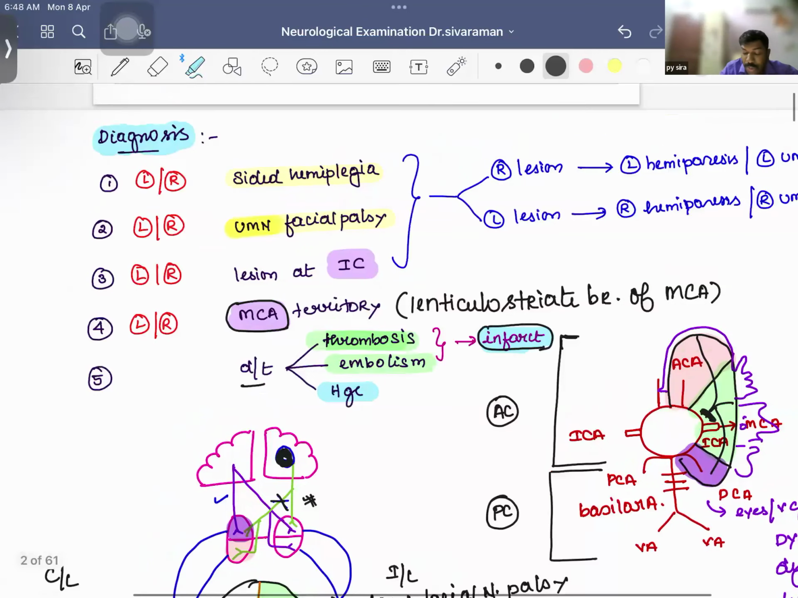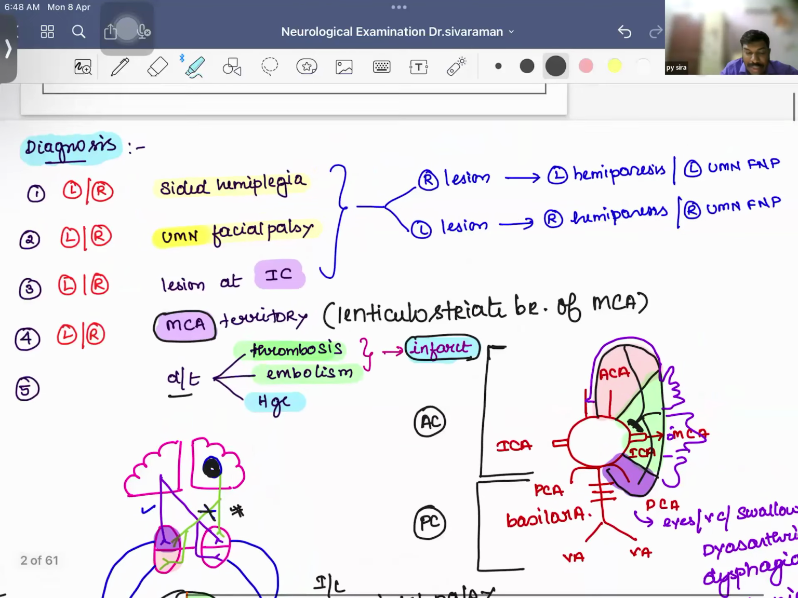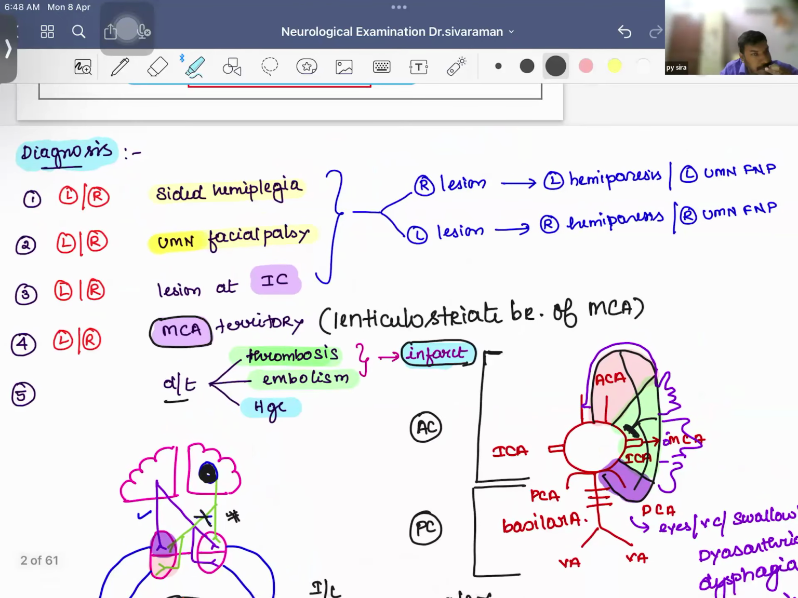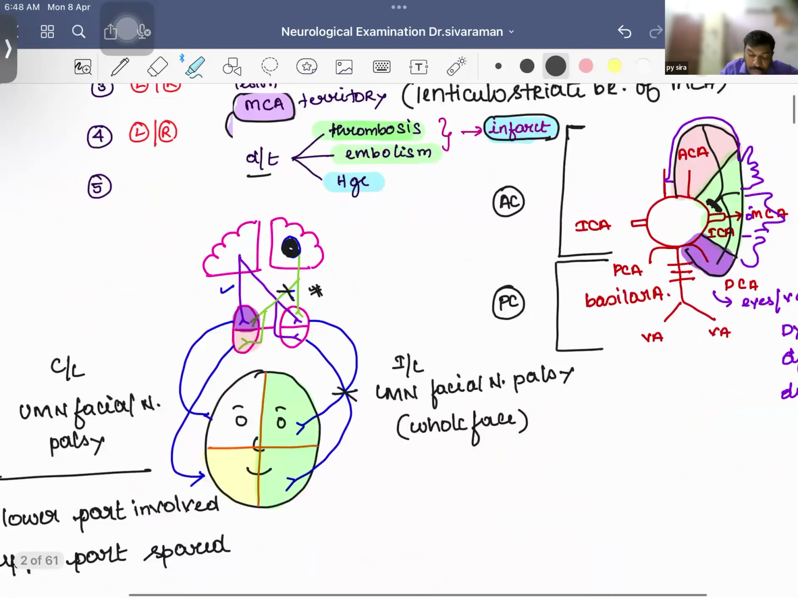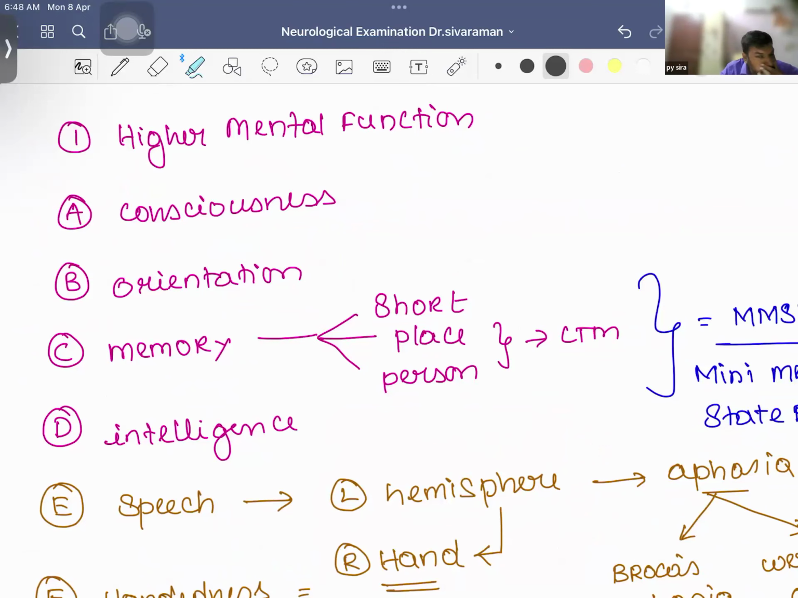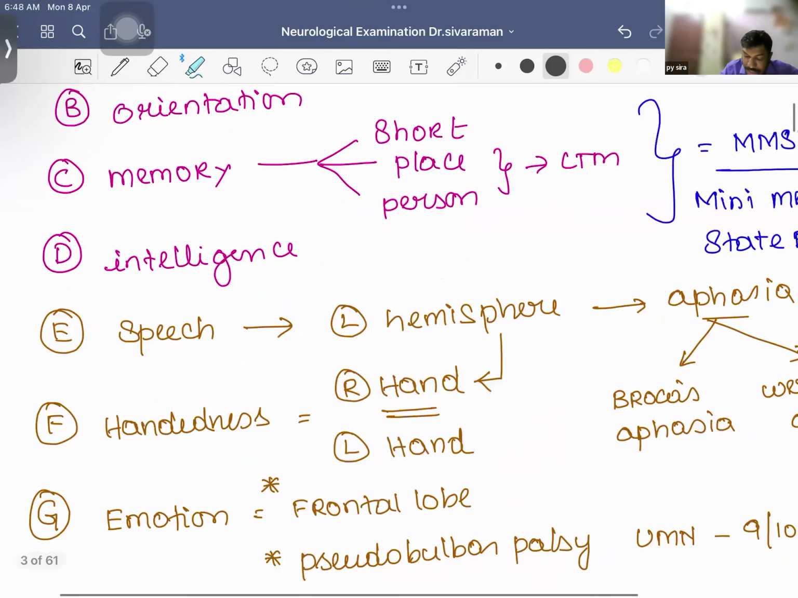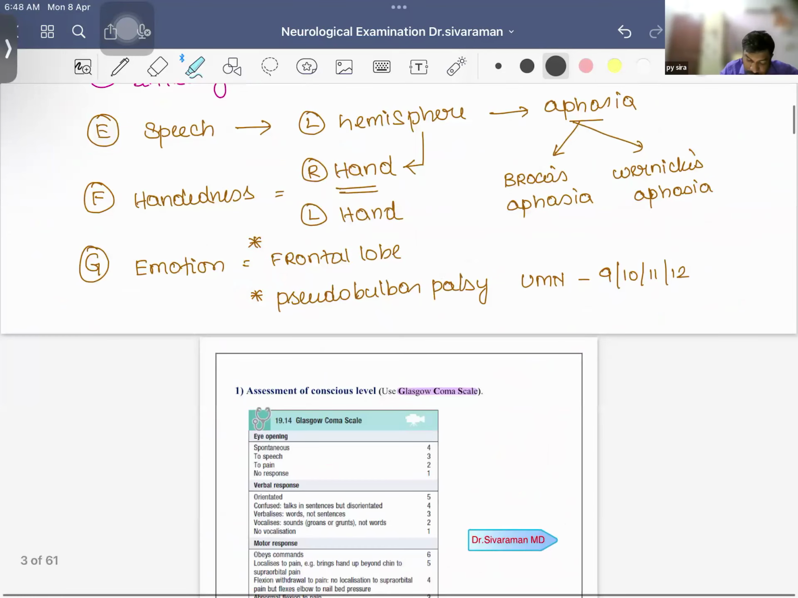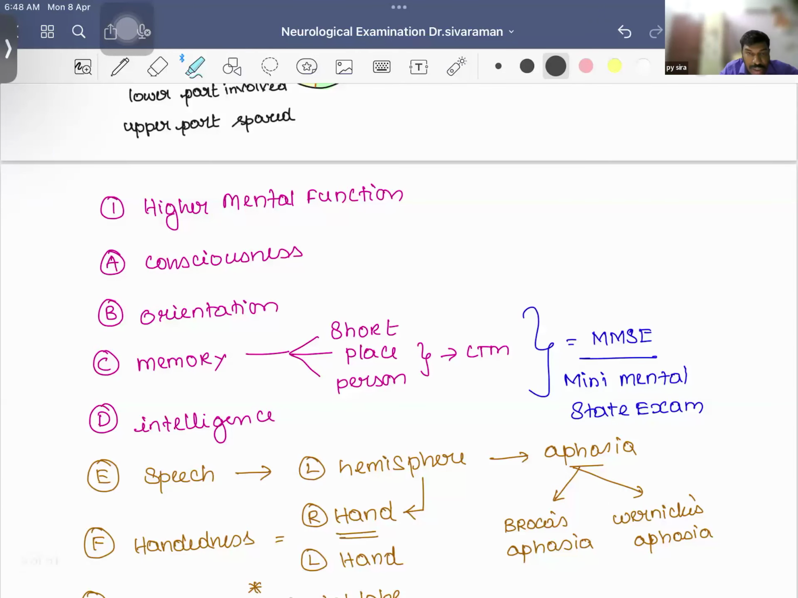So this is how you will make a diagnosis in a CNS case. That is a very, very important thing. Now coming to the examination part. Whenever you have any examination in a CNS case, you are going to have higher mental function: consciousness, orientation, memory, intelligence, speech, handedness, very, very important.